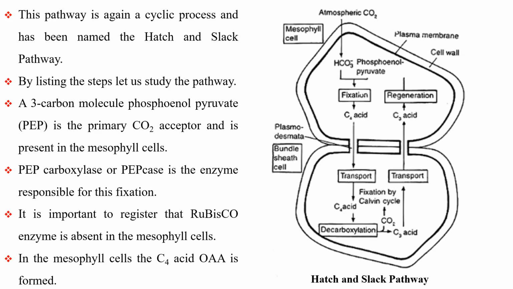This pathway is again a cyclic process and has been named the Hatch and Slack pathway. By listing the steps, let us study the pathway. A 3-carbon molecule, phosphoenol pyruvate or PEP, is the primary carbon dioxide acceptor and is present in the mesophyll cells. PEP carboxylase or PEPase is the enzyme responsible for this fixation. It is important to register that the Rubisco enzyme is absent in the mesophyll cells. In the mesophyll cells, the C4 acid OAA is formed.